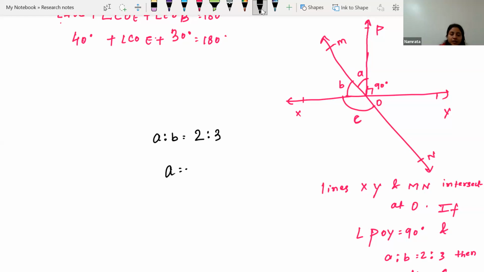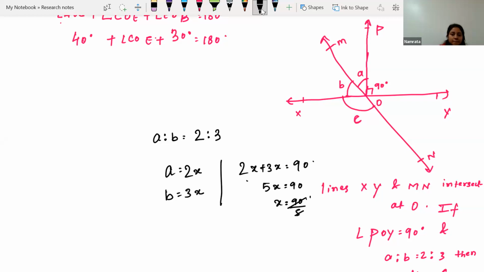Okay, so A you have taken as 2x and B as 3x. And then you have added both of them and you are saying that will be 90, right? Yes. So 5x is equal to 90. X will be 18. So A is 2x, that means 2 into 18, 36, and B is 3 into 18, 54.